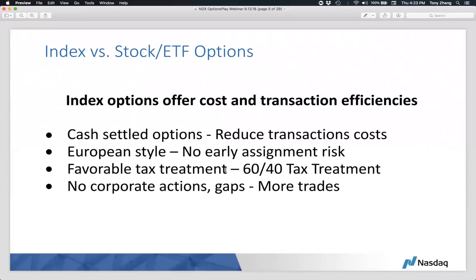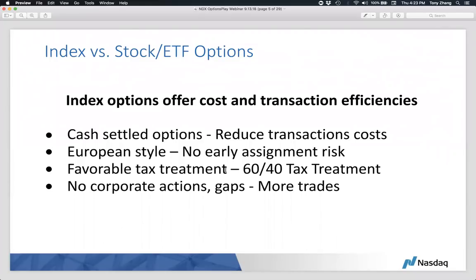Now, I really want to talk a little bit about, for those of you that have never traded index options before, what the true difference is between stock and ETF options versus index options. Index options offer quite a bit of efficiencies in terms of costs and transactions. So first of all, index options are cash settled options. What this means is that at expiration, you will never ever need to deliver or have to own shares, regardless of whether you're long or short the call or put. So whatever profit and loss that you have at expiration is settled in cash.